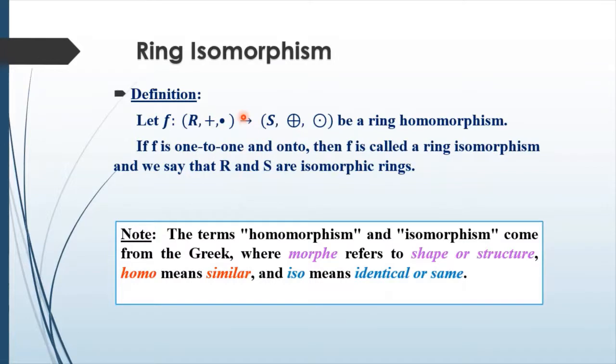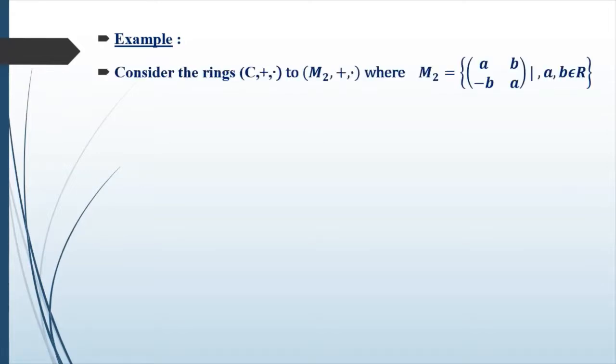The terms homomorphism and isomorphism come from the Greek, where morph refers to shape or structure, and homo means similar, iso means identical or same. We shall see an example for isomorphism.